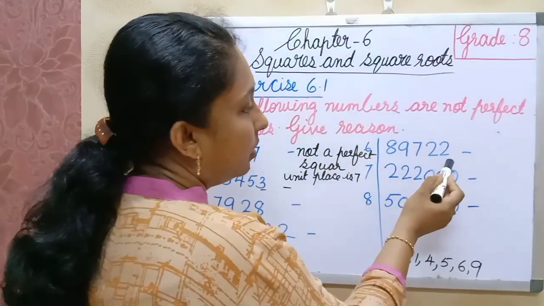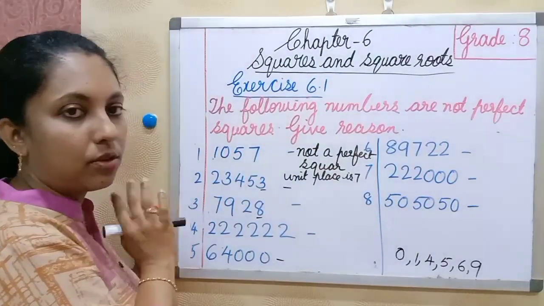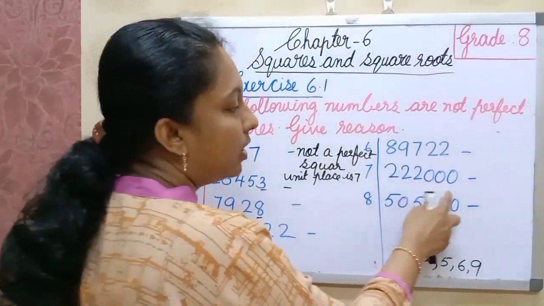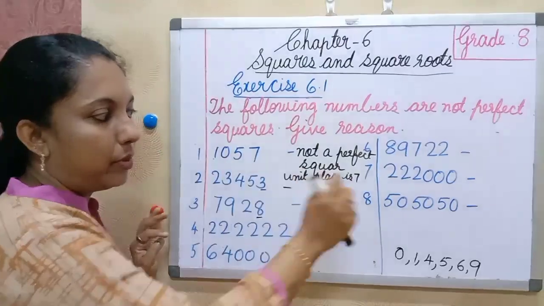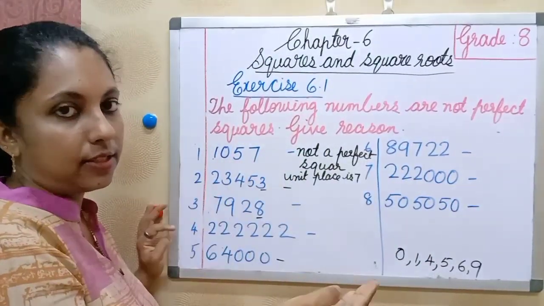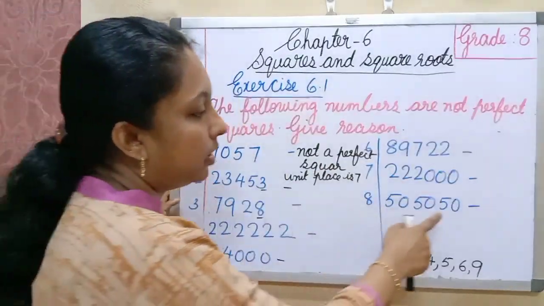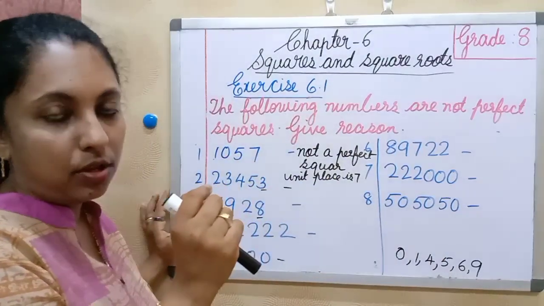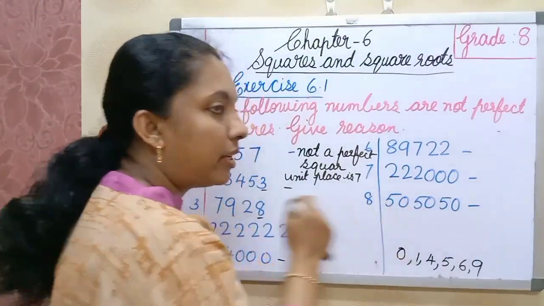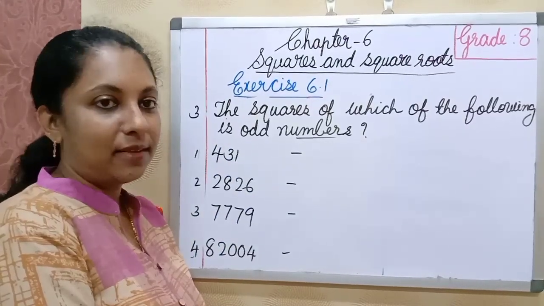The next one, unit place is 2. That is the reason it's not a perfect square. Here also the same: the number of zeros should be even, like 2, 4 or 6. Here also only 1 zero, so that is not a perfect square. Hope it is clear. Next question.